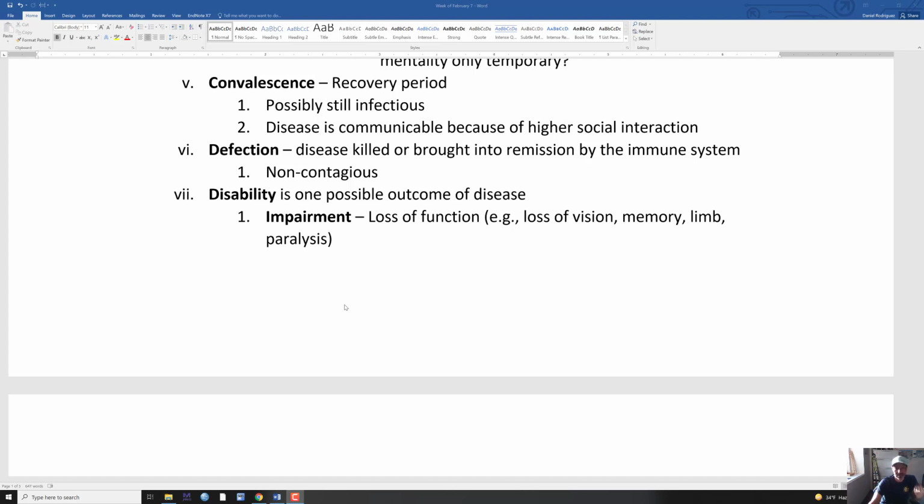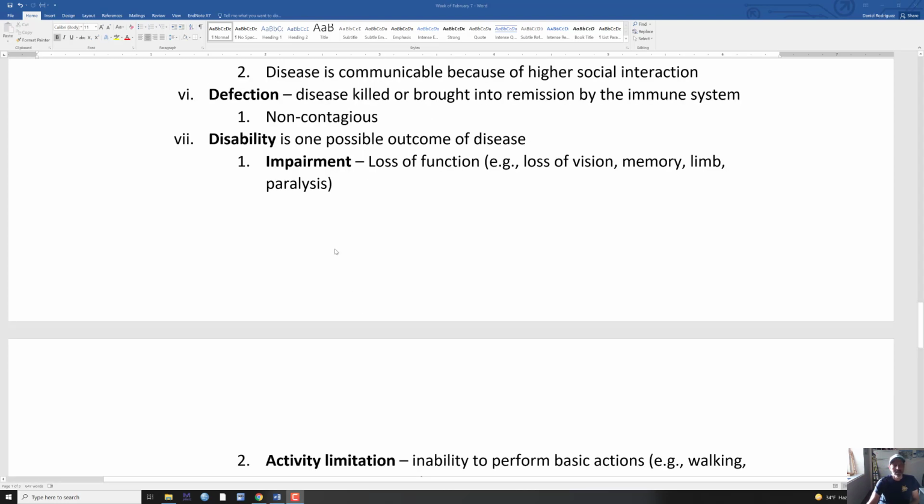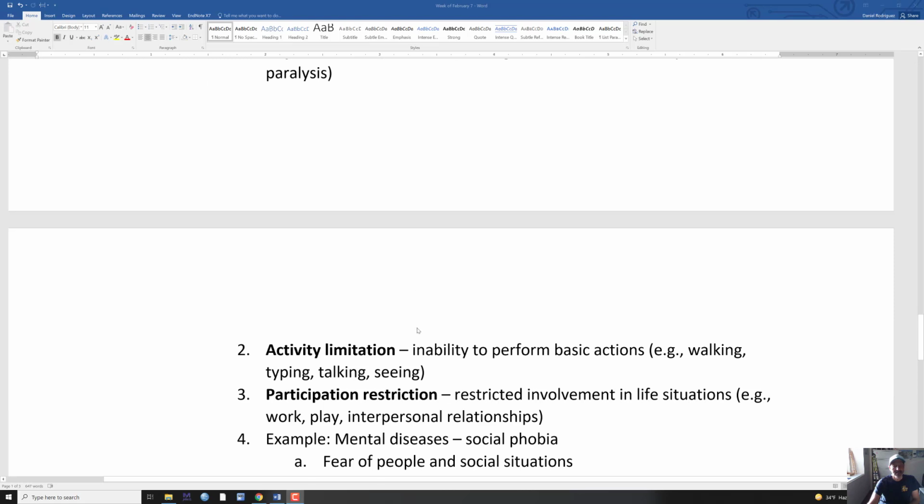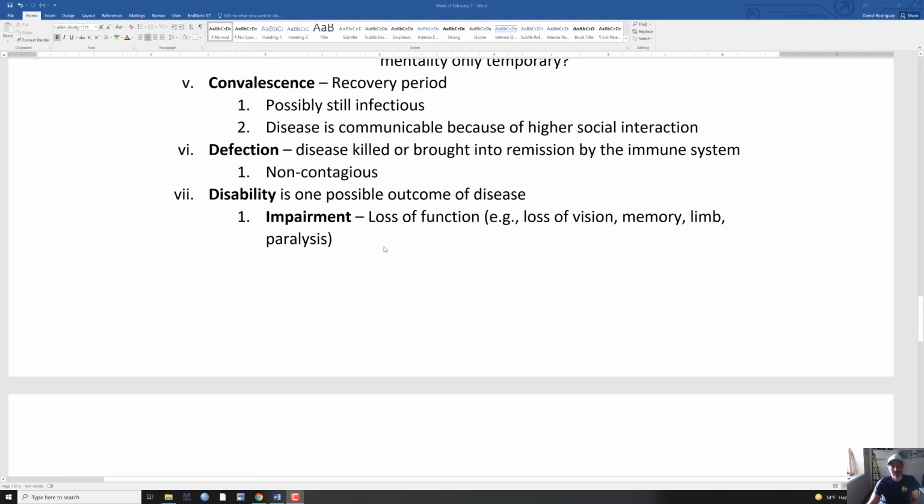There's a measure called disability adjusted life years, or DALYs, that are very common. We'll be calculating years of potential life loss, and when people die early, we can actually alter that a little bit to account for living life with disability as well. So we can break disability into impairment, activity limitation, and participation restriction.